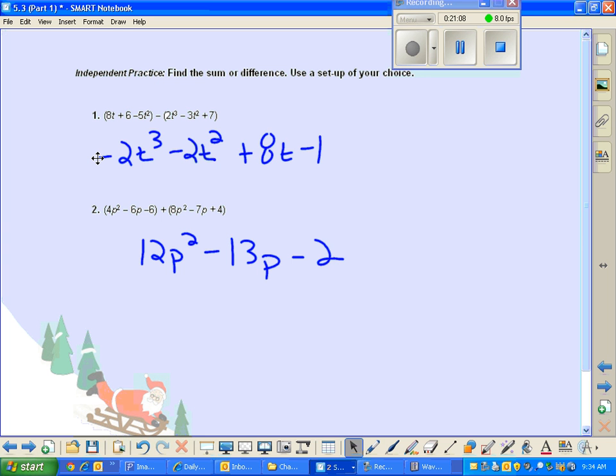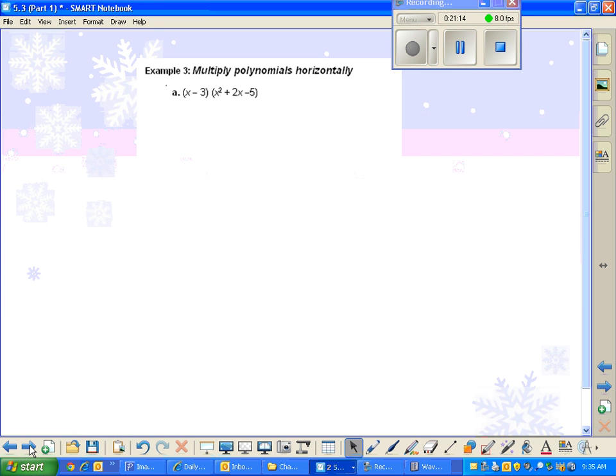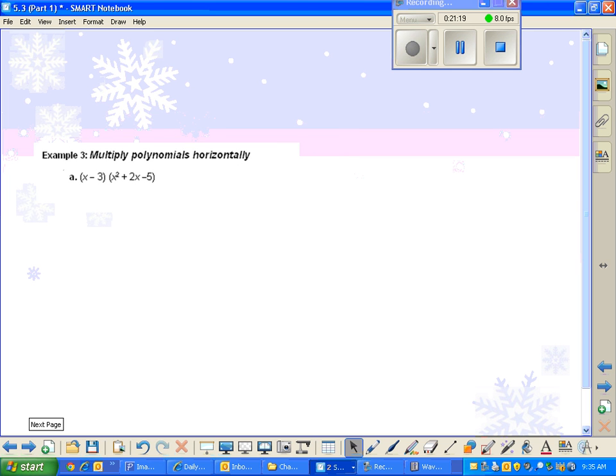Okay, so we've added and subtracted. Last bit, multiply. So we're going to multiply polynomials together. The first example of this comes at us as a binomial times a trinomial. And basically, I'm just going to do a very organized version of the distributive property. The first thing I'm going to do, check to make sure everything's in standard form.